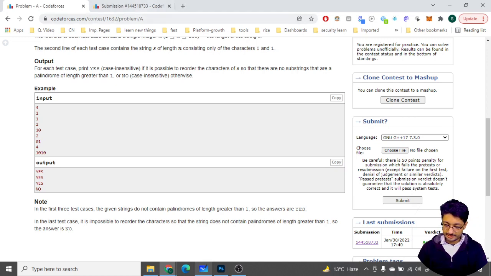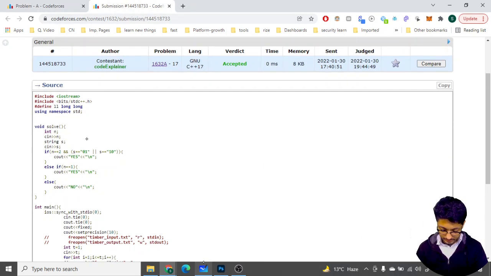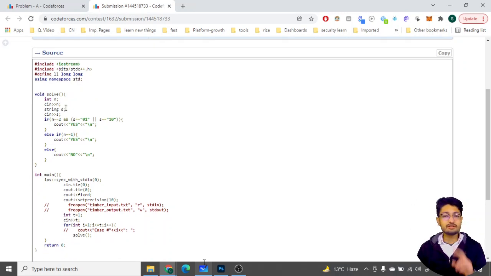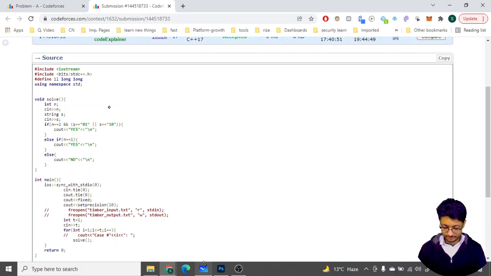So you can just directly move to the actual code for this. You take the input of the string and the length. If the length is 2, then the string must be 0 1 or 1 0, and then the answer is yes. Or else the other case for yes is that the length of the string is equal to 1. Then the answer is yes. Else, for all other cases the answer is no. So that's the overall code. Nothing too complicated out there.